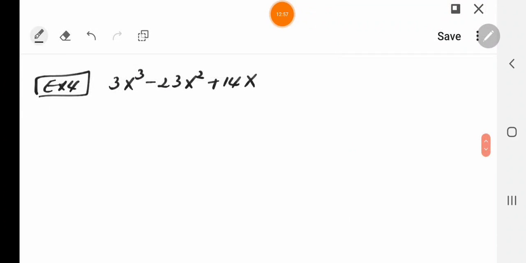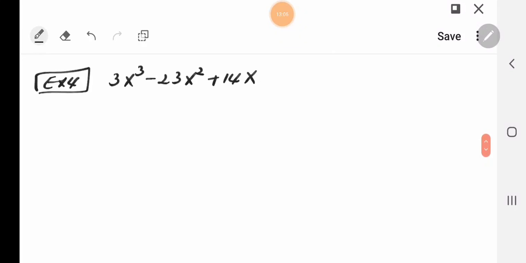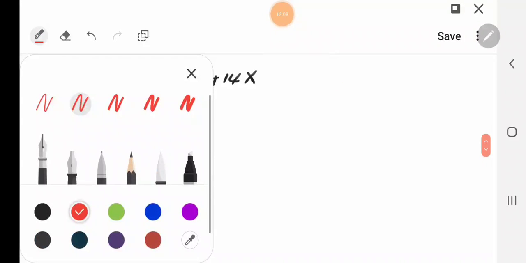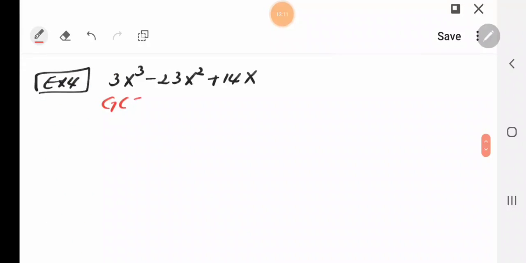Okay, in exercise example 4. This is a trinomial. The first step is to factor out the GCF. Always factor out the GCF. So from this, the greatest common factor will be, how about the numbers? We cannot find a common factor from the numbers, but x is a common factor. So you can factor out x. So this is equal to x times the parenthesis 3x squared minus 23x plus 14.